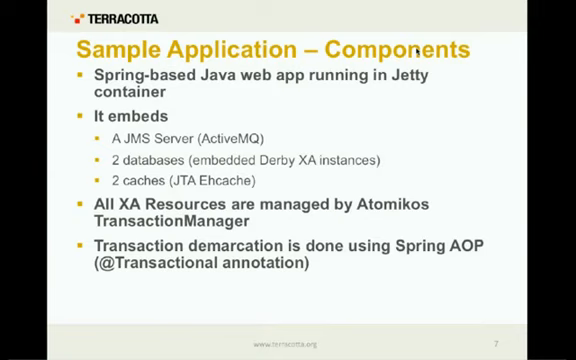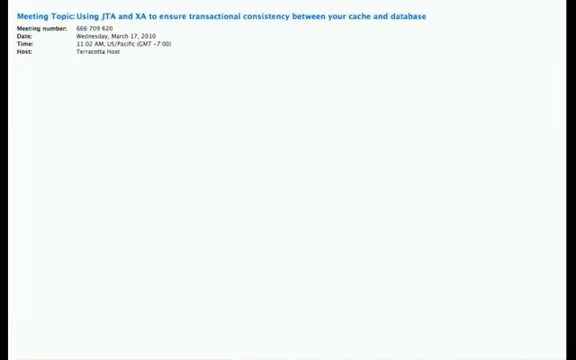The sample app is using Atomikos Transaction Manager, and that is managing all of the XA resources. The transaction demarcation is done using Spring AOP, so basically just @Transactional is used to annotate the classes. So that's the high-level view of the application. What I'm going to do now is hand it over to Alex, the author of the app, to give you a demonstration and talk you through how it works. So over to you, Alex.